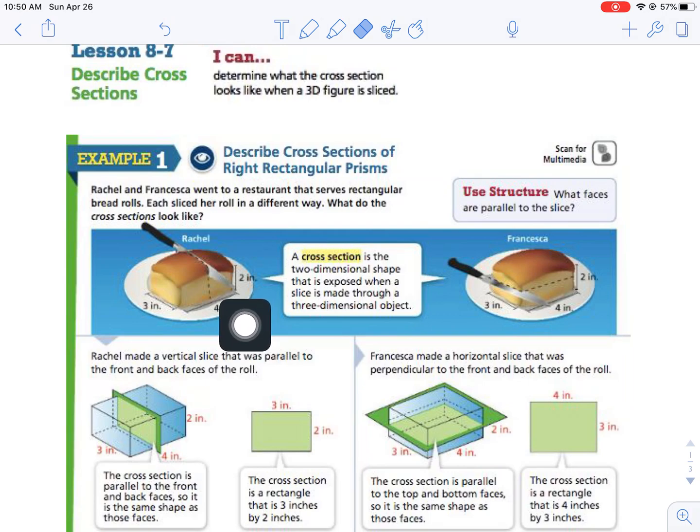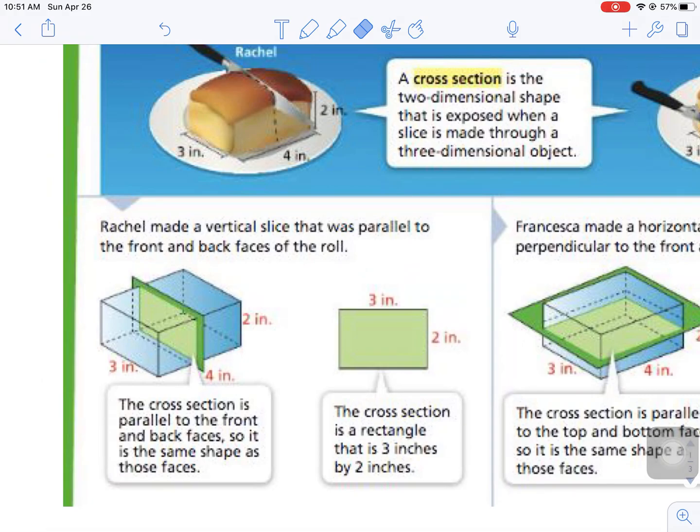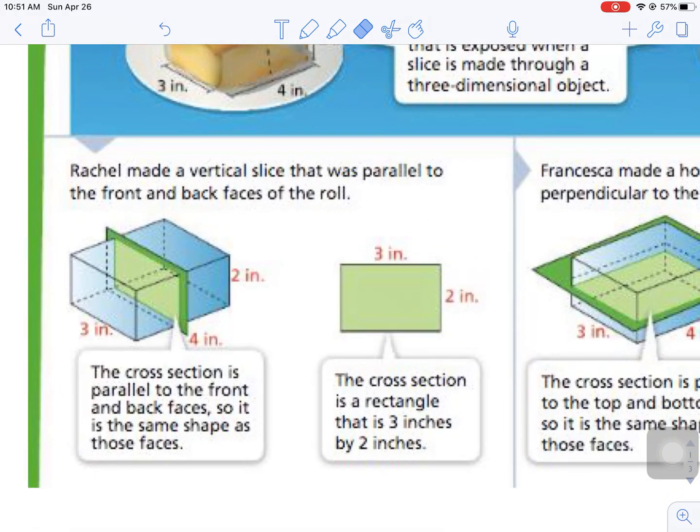What do the cross-sections look like? So what we want to determine is when they make that slice, what is that two-dimensional shape that they are making with that slice? What does that look like? So Rachel made a vertical slice with her knife. And so this dark green area right here is just showing what the vertical slice would look like.